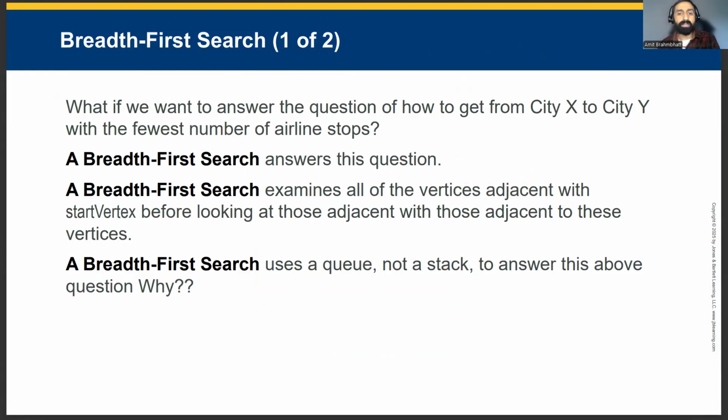Unlike DFS, BFS examines all vertices adjacent to the start vertex first, then all vertices one level deeper, and so on. BFS uses a queue instead of a stack because we process older entries before newer ones. This level by level exploration ensures that when we first reach a destination, we have found the shortest path in terms of the number of edges. BFS is widely used in networking, routing, and shortest path scenarios.